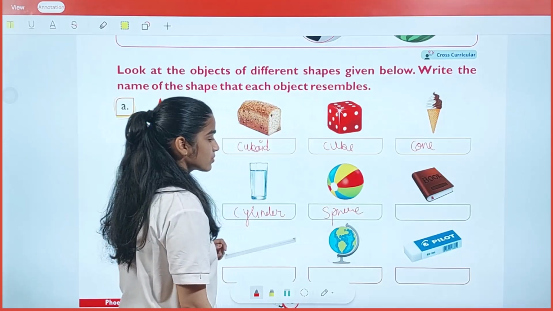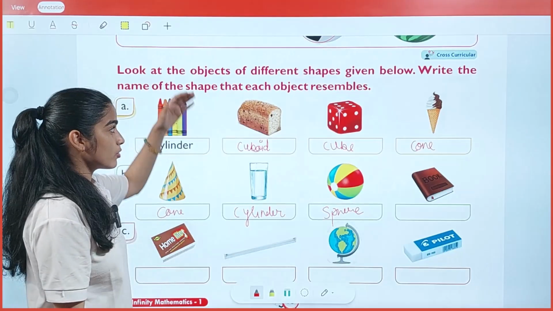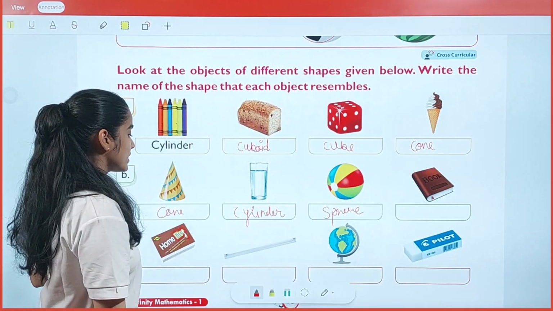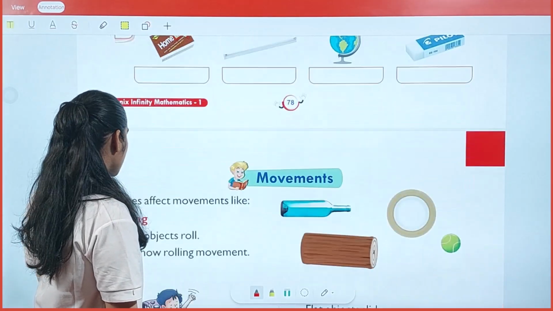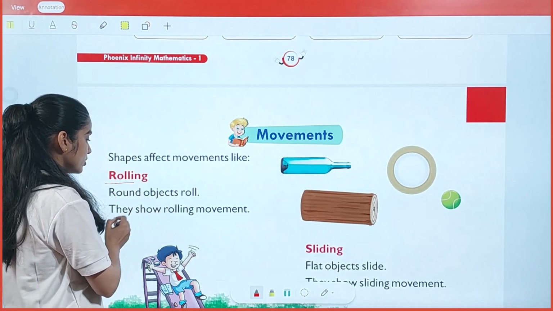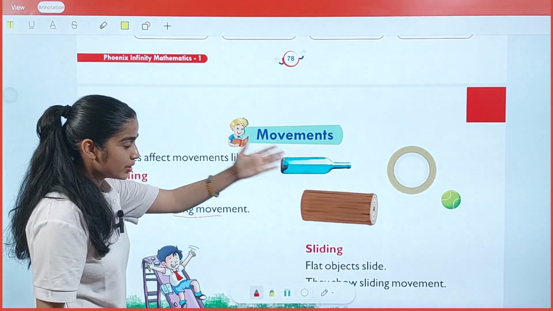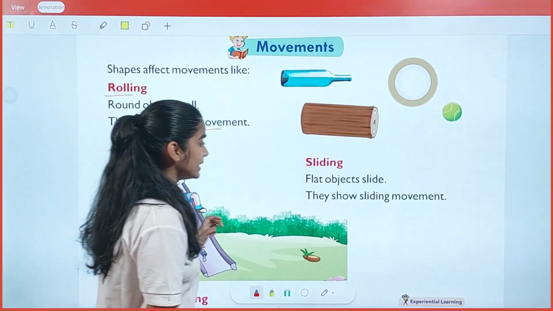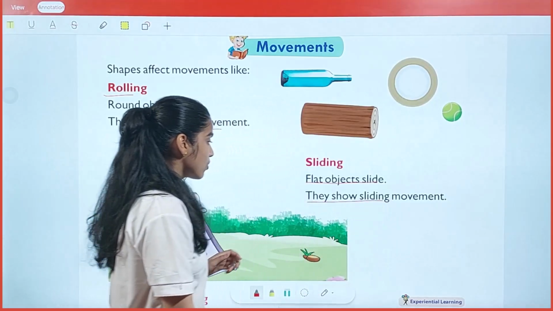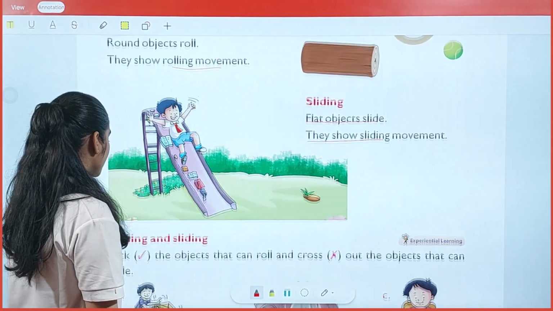So what you have to do, students, here, I already explained which types of shapes you have in your previous section. So you have to relate these objects to your shapes and write their names. Shapes affect movements like rolling. Rolling objects show rolling movement, for example your cylinder, your sphere. Now sliding: flat objects show sliding movements.